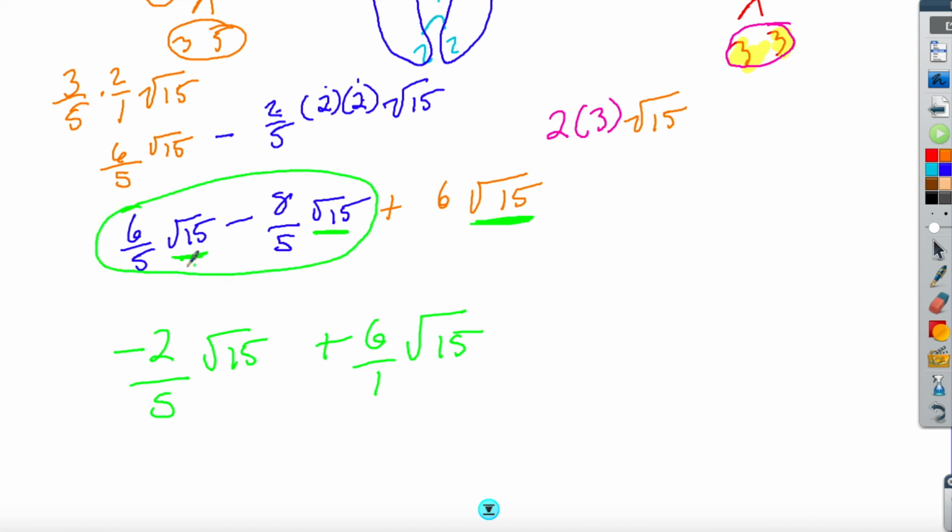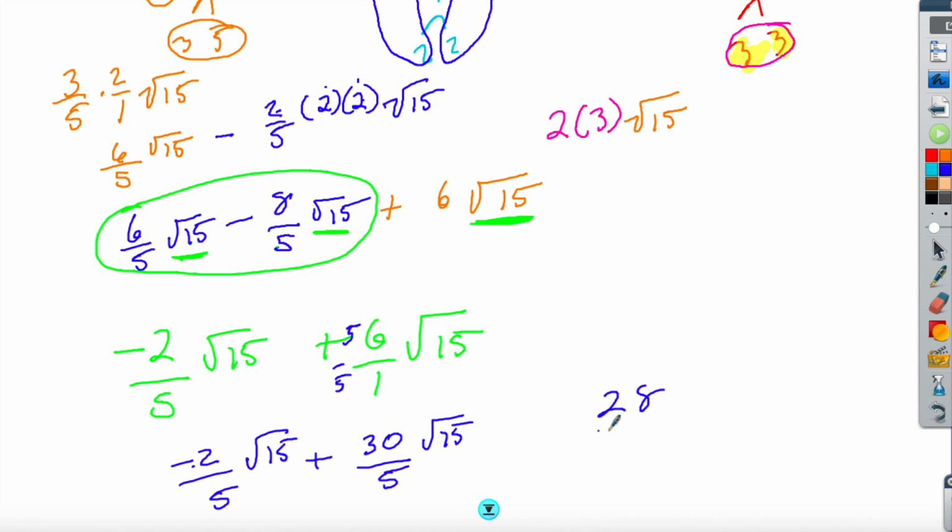Remember, when you add and subtract fractions, the denominators need to be the same. So now what I'm going to do is I need to have this 6 over 1 have the same denominator. It needs to be a 5. Therefore, if I multiply the top and the bottom by 5, this would give me 30 over 5 radical 15. Okay, and so I'm just going to add that to this one. Negative 2 plus 30 is 28 over 5 radical 15. And that's my final answer there.